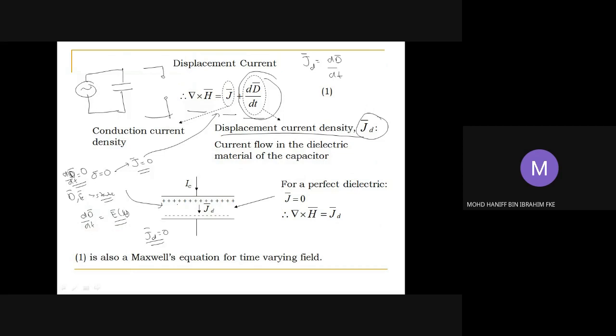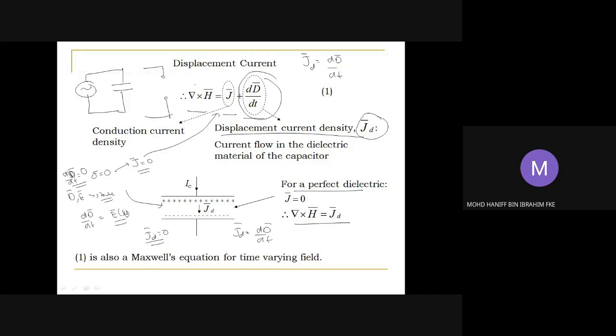Okay, is that clear on this explanation on the displacement current? In short, we can say that displacement current JD equals the time varying electric field, the dD over dt. So in your capacitor, for the case of a perfect dielectric, initially we have curl of H equals J plus dD over dt. In the case of a capacitor with a perfect dielectric, the equation can be reduced to only this, where curl of H simply equals the vector JD. I hope you can understand this clearly.